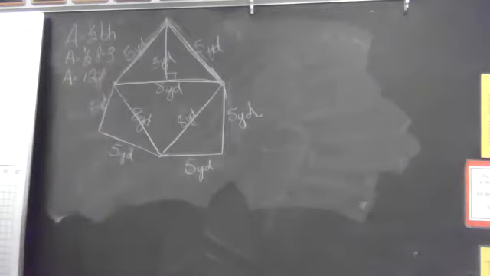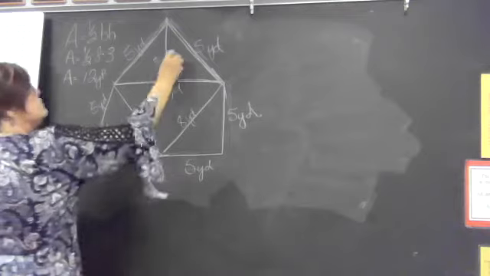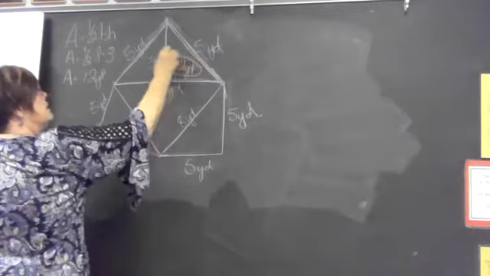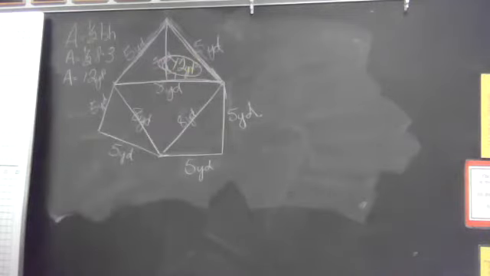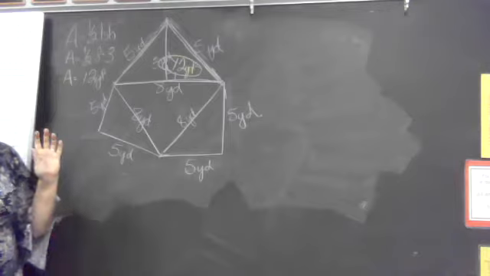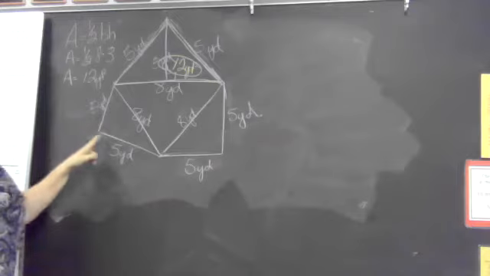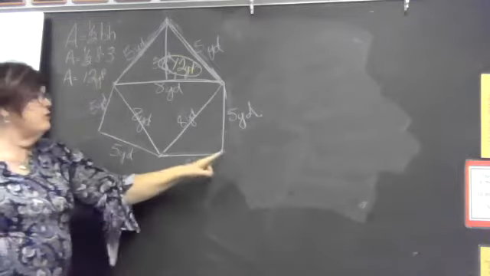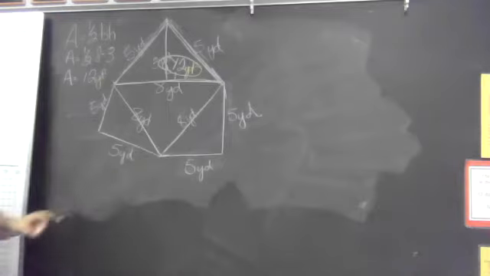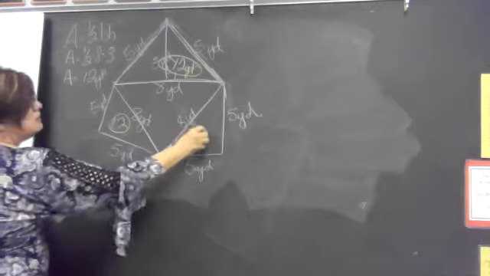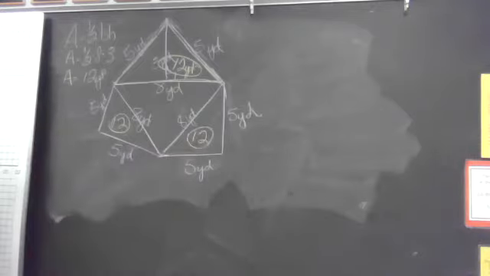Yards. Are we good? Okay, so 12 yards squared. That's the area of that top triangle. Now look, this is 5 yards, 5 yards, 8 yards, and this one's 5 yards, 5 yards, 8 yards. So they're exactly the same. So we've got 12 here and 12 here.